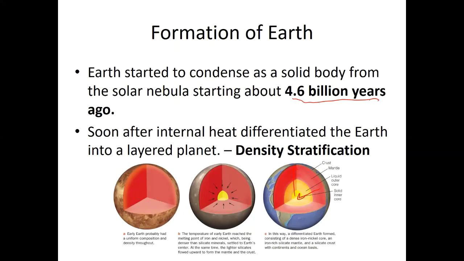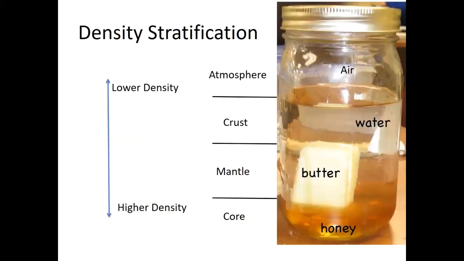So, and then once again, density stratification is the process of the denser material sinking to the bottom, less dense materials rising to the top, and the Earth layering based upon density. Very similar to Italian dressing, right? How the oil and the water separate and layer. So this is, as I said, how Earth got its layered structure.